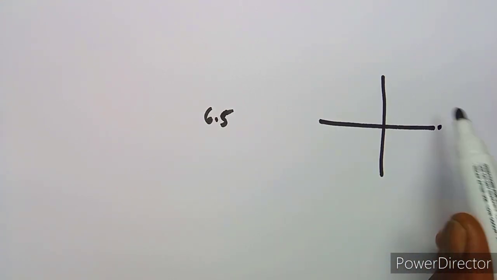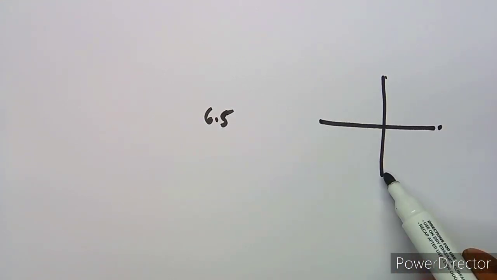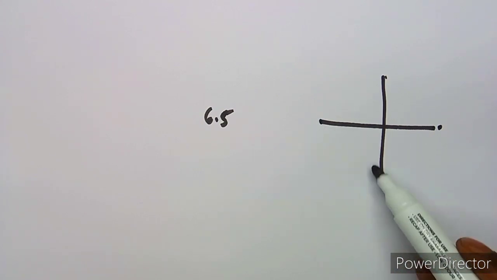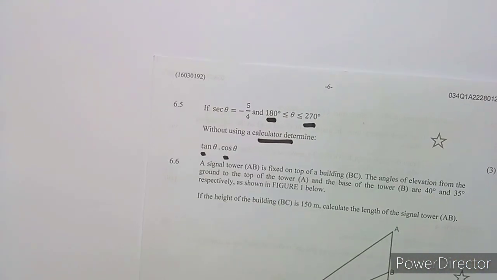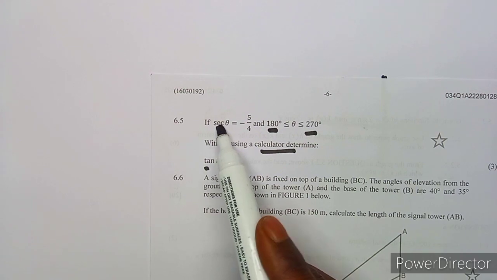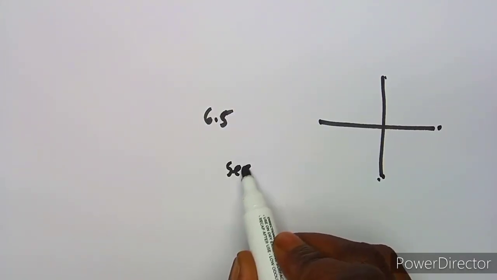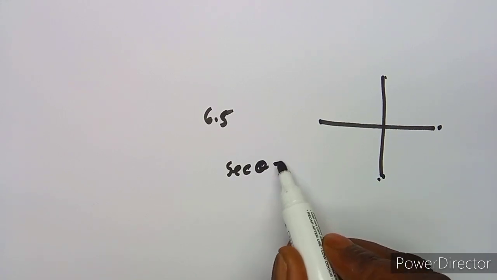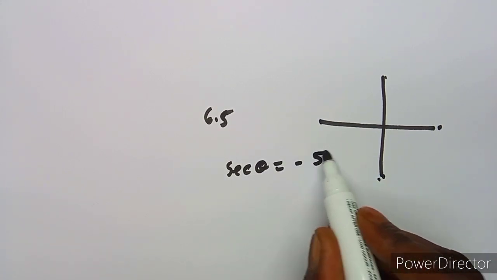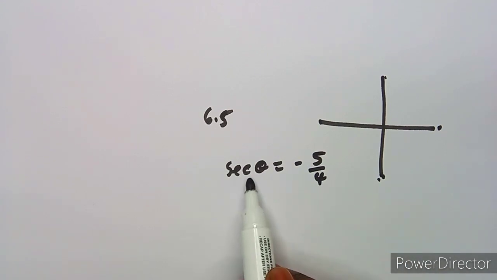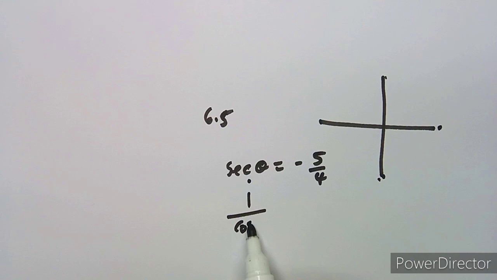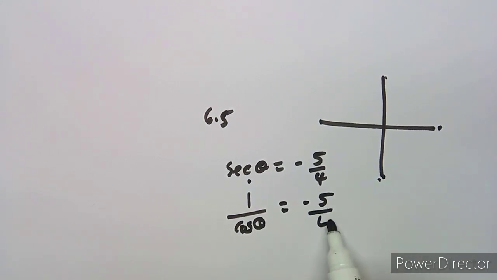Remember, 90, 180, 270. So between 180 and 270 is the third quadrant, but we have to write this in normal trig that we are used to. Remember, sec is 1 over cos, so sec theta is minus 5 over 4, and this sec theta here is the same as writing 1 over cos theta, which is equal to minus 5 over 4.